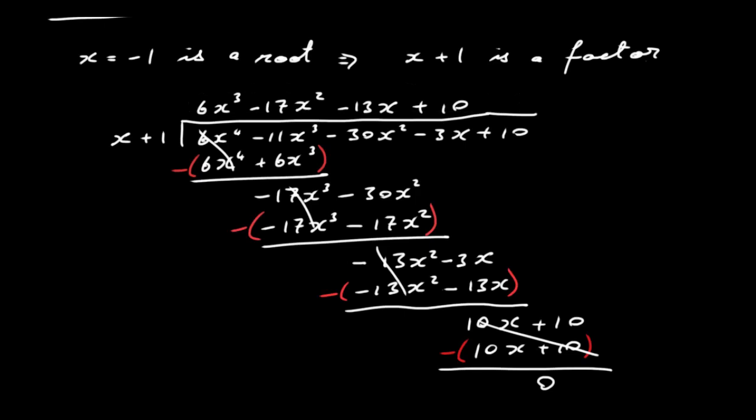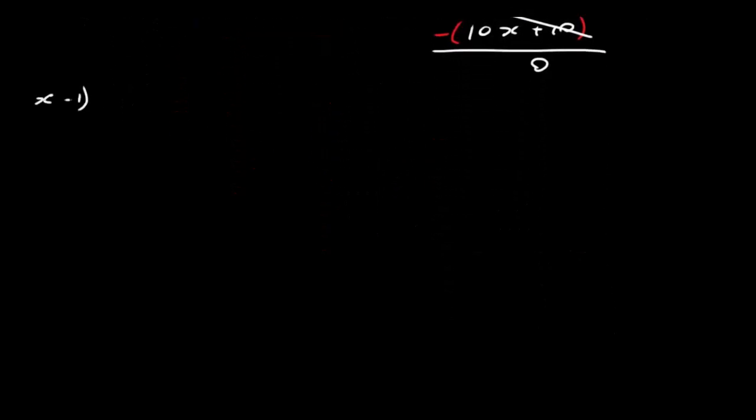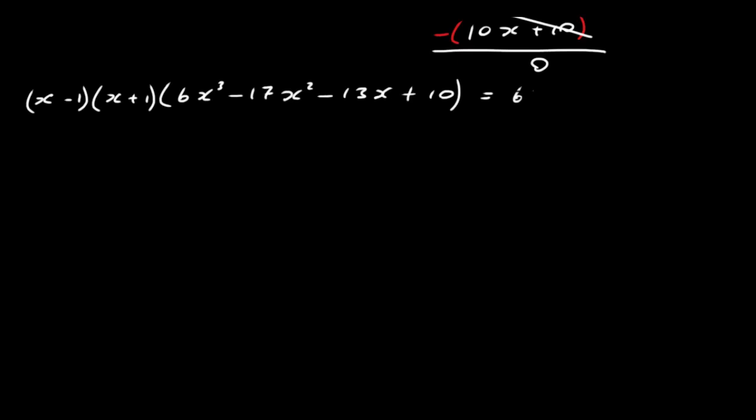So what we've got to do now is let's just look at all the factors that we have so far. We started with x minus 1, then we worked out that x plus 1 was a factor, and now we've ended up with 6x cubed minus 17x squared minus 13x plus 10. This is our new factor, and again if we multiply all those three together, we'll end up with our original function, if you like, our original expression, 6x to the power of 5 minus 17x to the power of 4, and so on all the way out to minus 10.